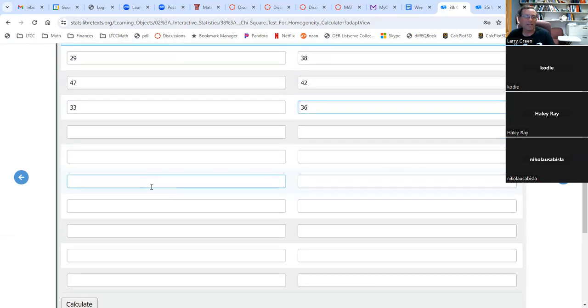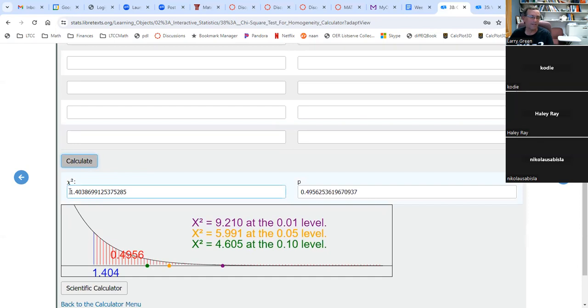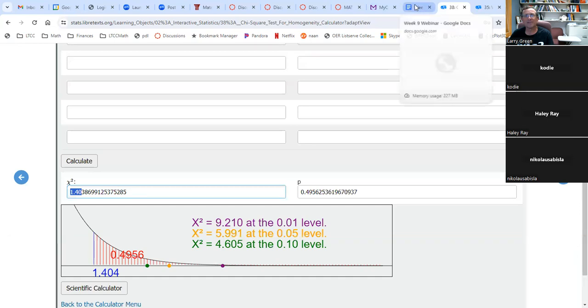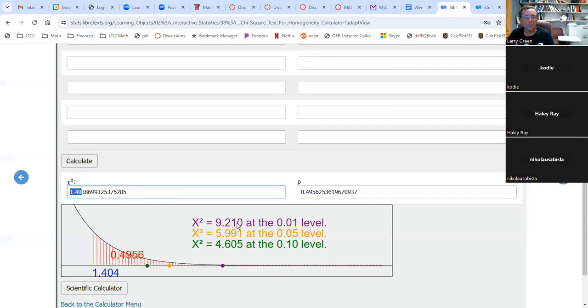Okay. And notice, by the way, if you need more than these, this calculator won't work. Then you're going to have to go to my spreadsheet calculators, like for the projects, that'll work. There's others also. And then you calculate, that's it. And here we go. Chi-squared is about 1.40. And our p-value is about 0.496.